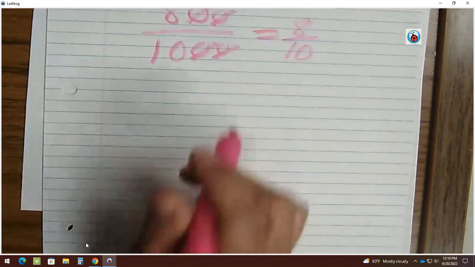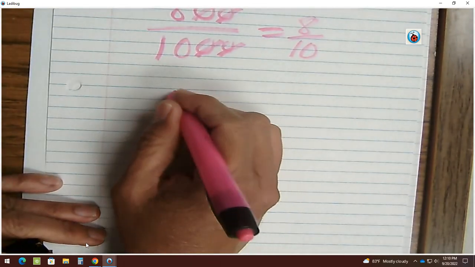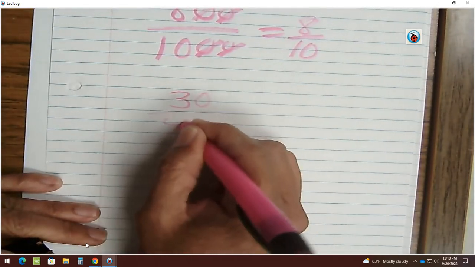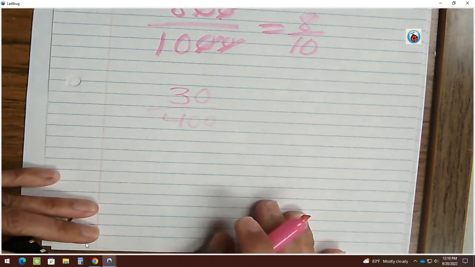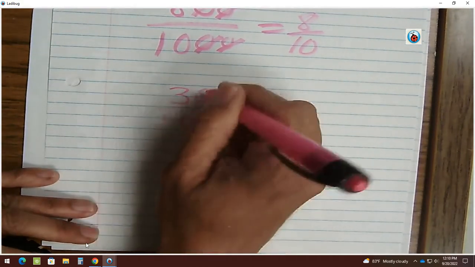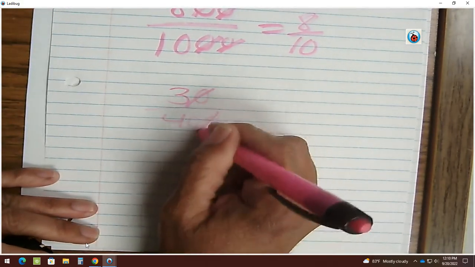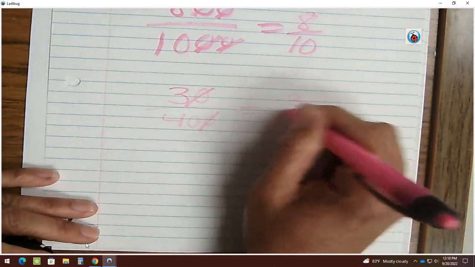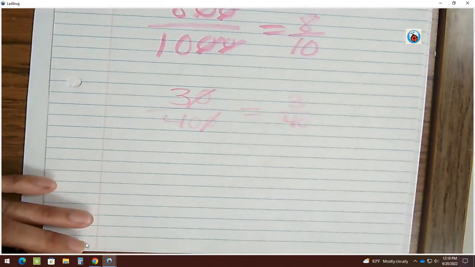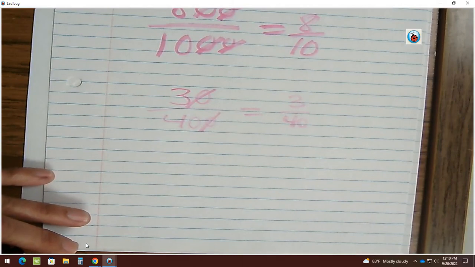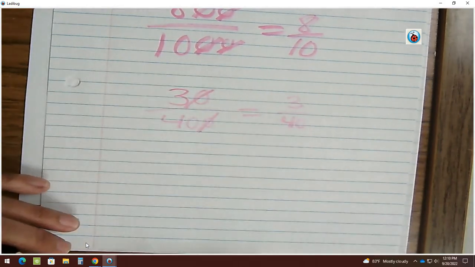Let me do another one. Let's say I have 30 out of 400. How many can I take away? 1 for 1. The new fraction is 3 out of 40. You're simplifying. By doing that, you're really simplifying by dividing by 10, 10. But it's just easier to scratch them out. One more example.